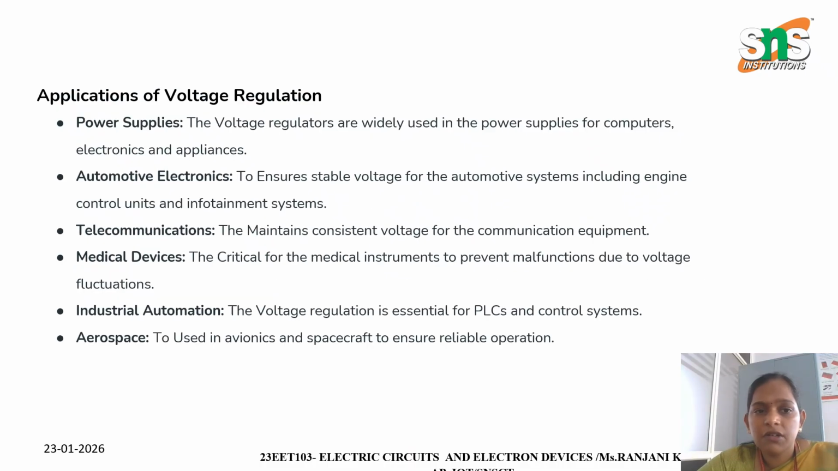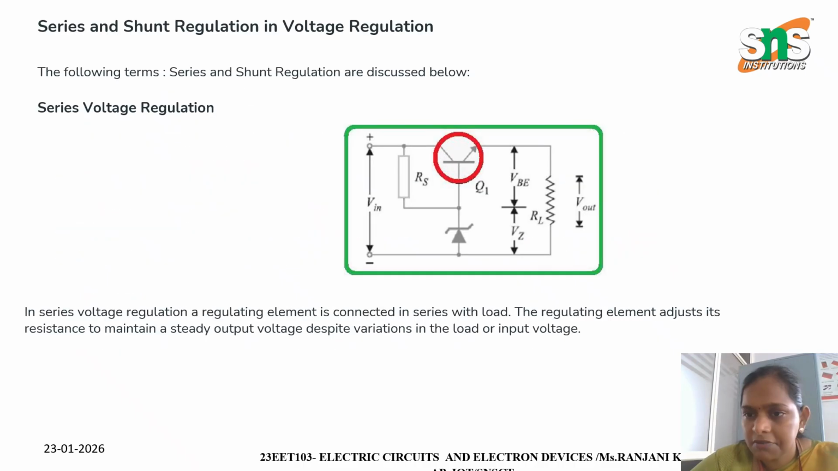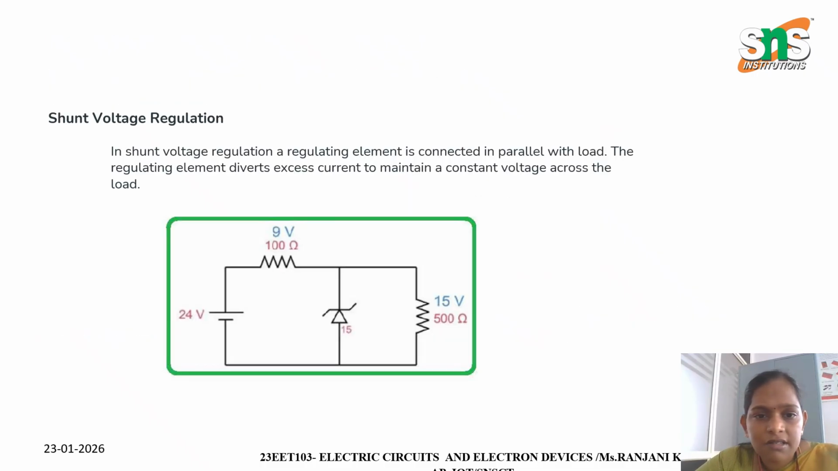The applications of voltage regulation are mainly in power supplies, automotive electronics, and telecommunications. These are used in day-to-day life, and also in medical devices, aerospace, and industrial automation. This is an example of a series and shunt voltage regulation circuit. Here it is connected to the transistor, which acts as a voltage regulator, and this is a shunt connection, so it acts as another voltage regulator across the two resistors.